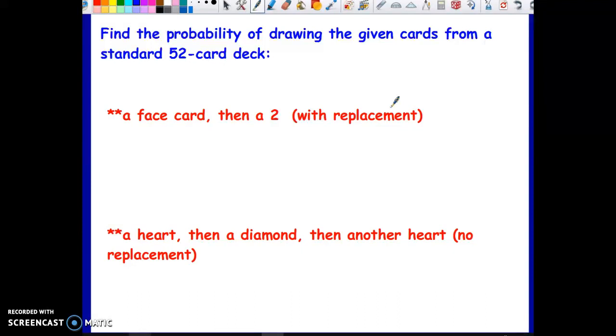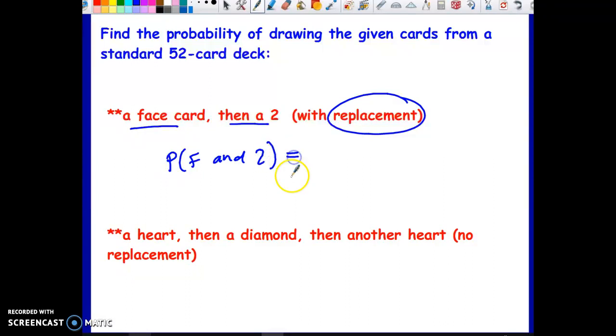Find the probability of drawing the given cards from a standard 52 card deck, a face card, then a 2, with replacement. That means I'm going to put the cards back in. What's the probability that I get a face and a 2? Is this independent or dependent? Well, it's independent because I put the card back in. There are 12 face cards out of the 52 in the deck. That means I have a 3 out of 13 chance, if I divide by 4, that's what I did there.